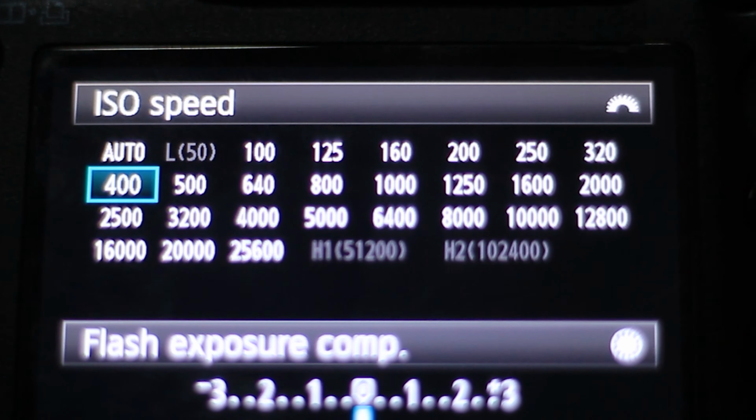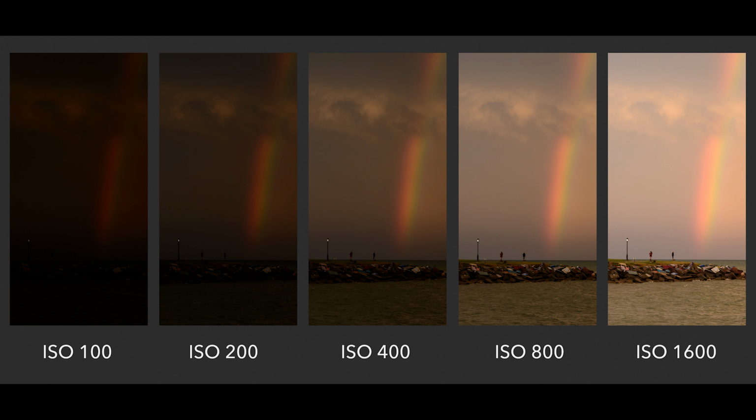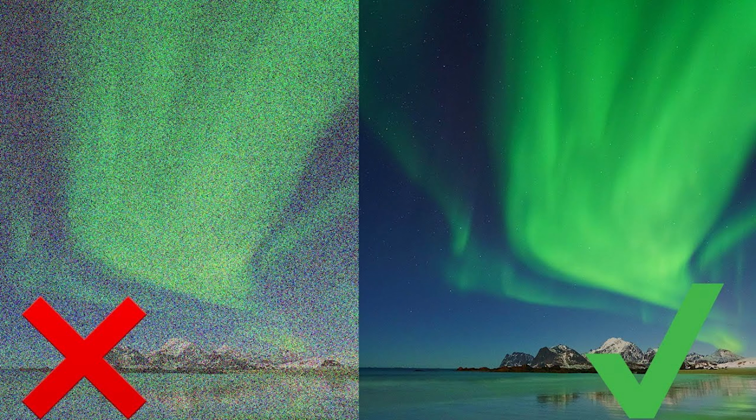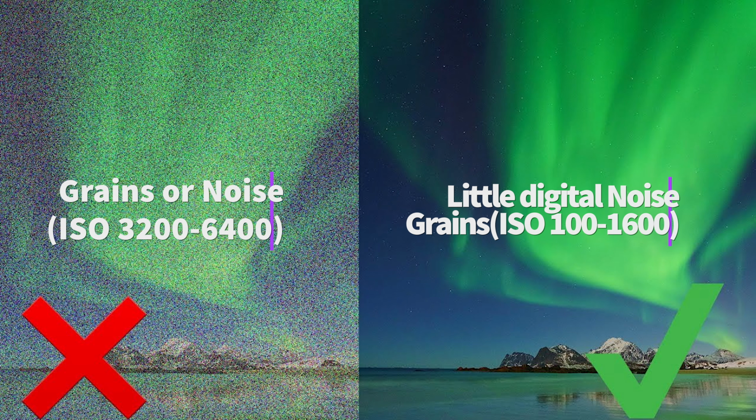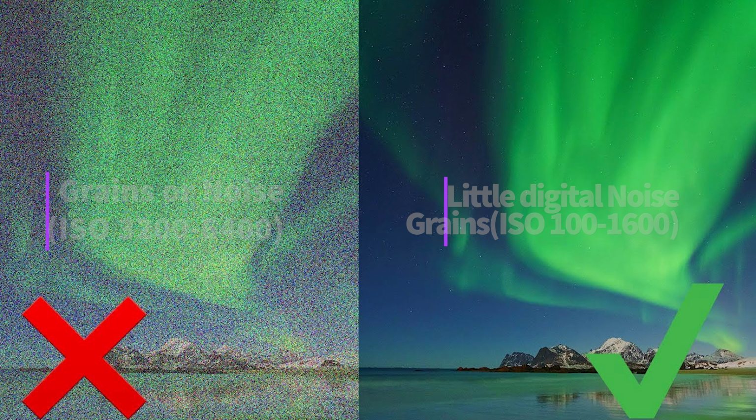Medium ISO, which is between 800 to 1600, is suitable for general purpose photography, balancing noise and image quality. High ISO, which is 3200 to 6400, is ideal for low light conditions, amplifies the signal, but may introduce more digital noise.